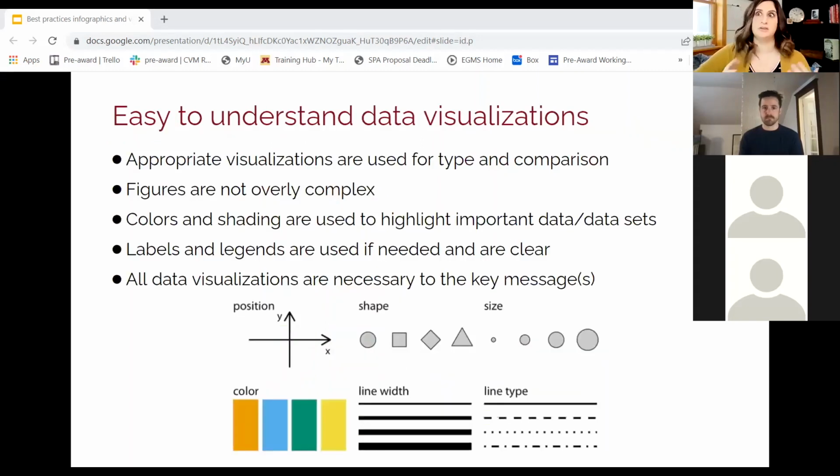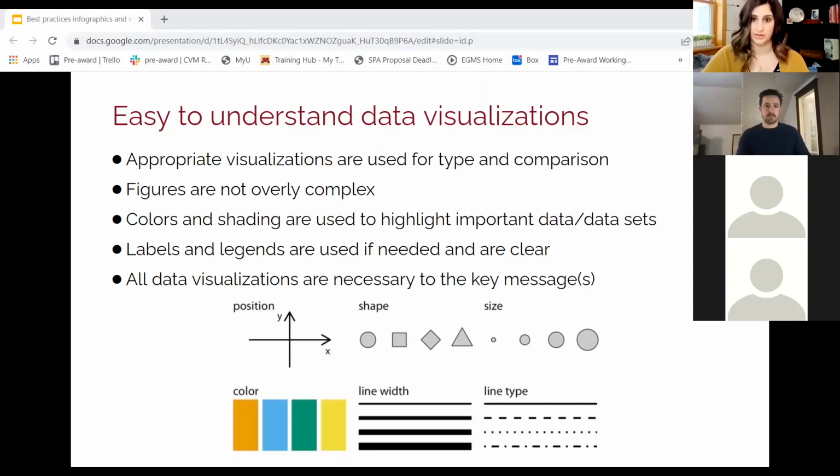We want some easy to understand data visualizations. I did see a study that said that graphs actually aren't as helpful. I'm not going to tell you not to use graphs. Sometimes you actually need to, but try not to do a ton. There are other ones that are going to be a little better depending on what you're trying to communicate. You've got different things if you're comparing versus stating a simple fact. Try not to make them overly complex.